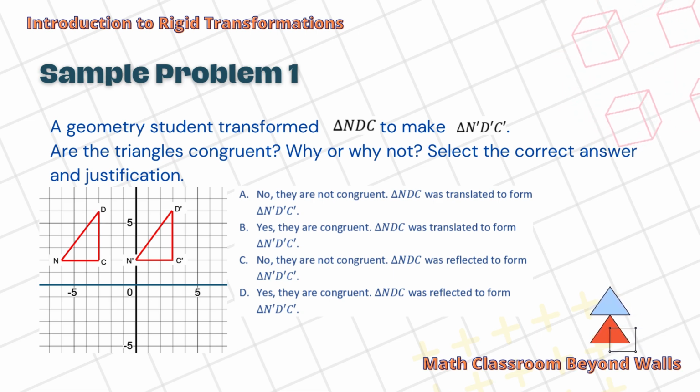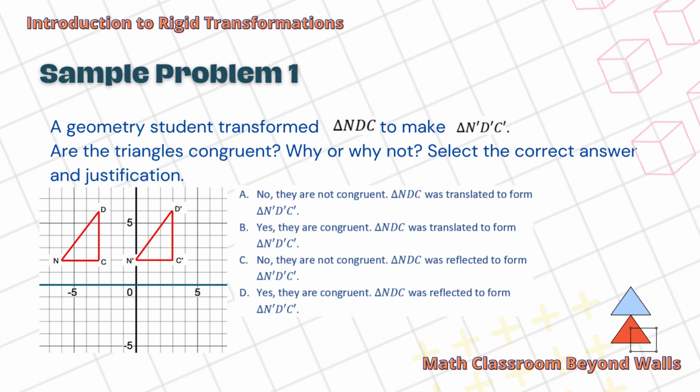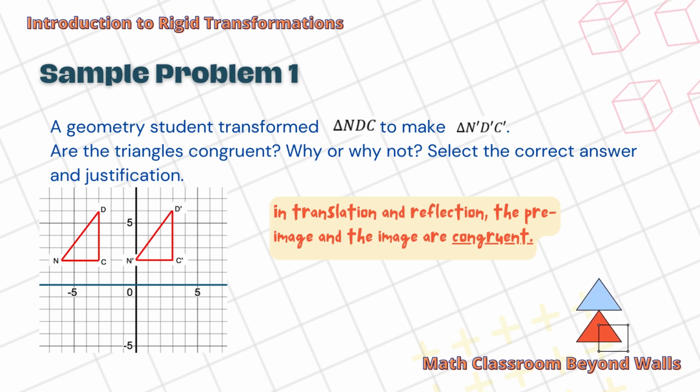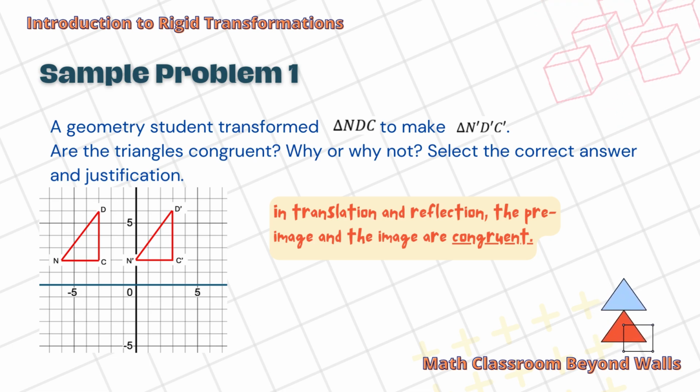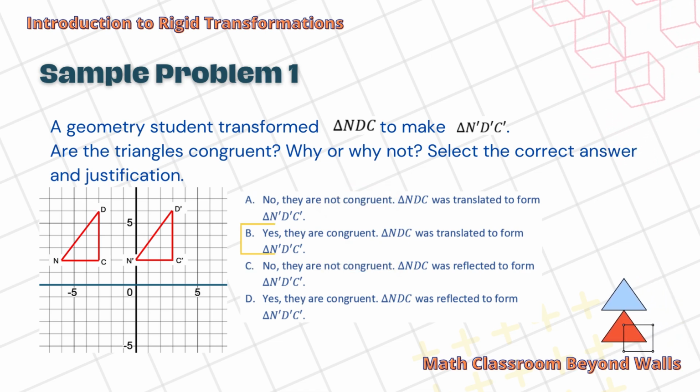After looking at the options, were you able to get an idea of what type of transformation must have taken place here? Yes, the transformation could be reflection or translation. Okay, what do we know about these types of transformation? Right, that the pre-image and the image are congruent. Okay, so we are almost there. At this point, we have already narrowed down our choices. Options A and C are now out. Did you understand why, learners? So our answer choice could either be a B or a D.